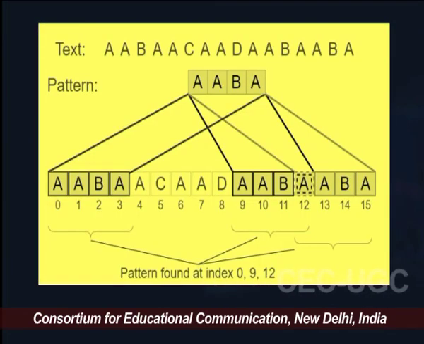Now, in the figure you can see we have a text and we have a pattern. The pattern is A, B, A, and it is shown clearly in the figure that the pattern is available at the 0th position, then also starting from the 9th position, which is 9, 10, 11 and 12, and also starting from the 12th position, which is 12, 13, 14, 15.